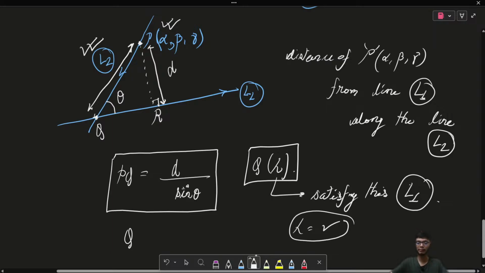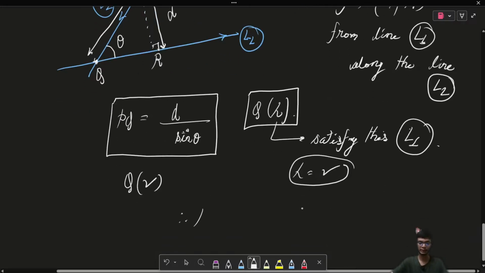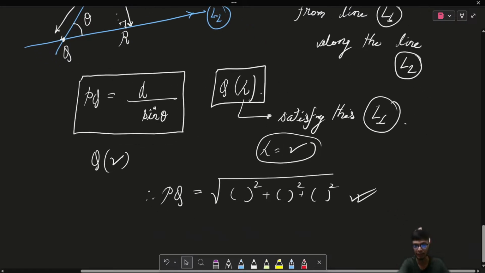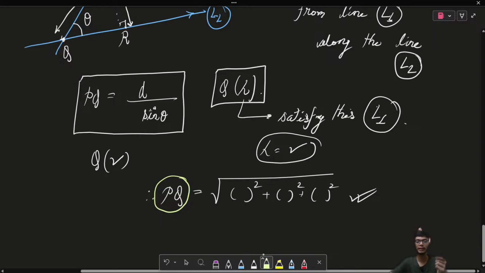Once I obtain the value of the parameter, my Q point will be known to me. And once I know the value of point Q, then I can easily solve it. It will be step by step, using the distance formula. So by doing this, I can come up with the solution for the distance of point P from line L1 along the given line.